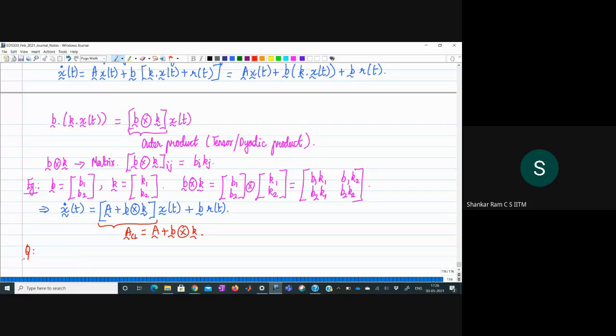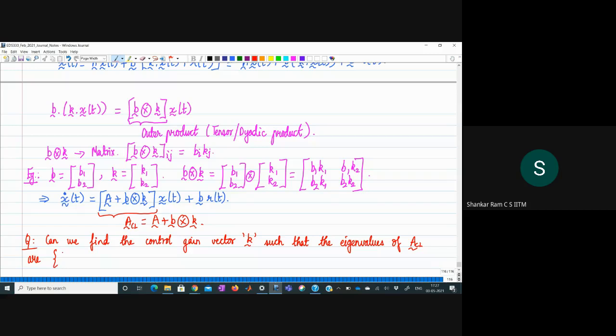Now we ask ourselves the same question: can we find the control gain vector K such that the eigenvalues of the closed loop state matrix are lambda 1 desired, lambda 2 desired, up to lambda n desired? That's what we need.